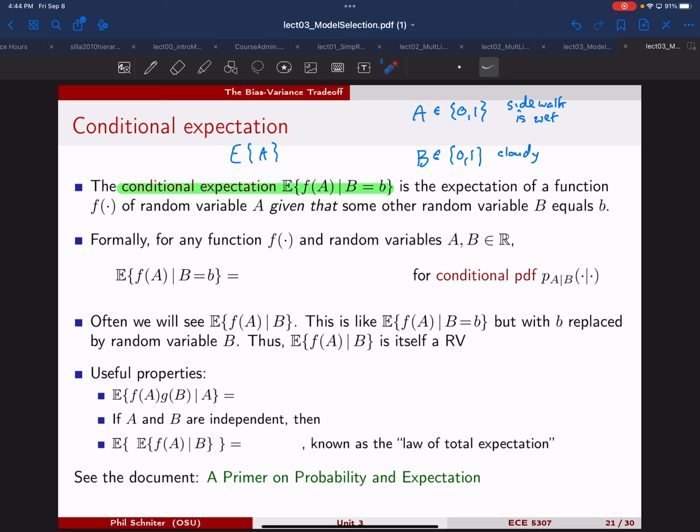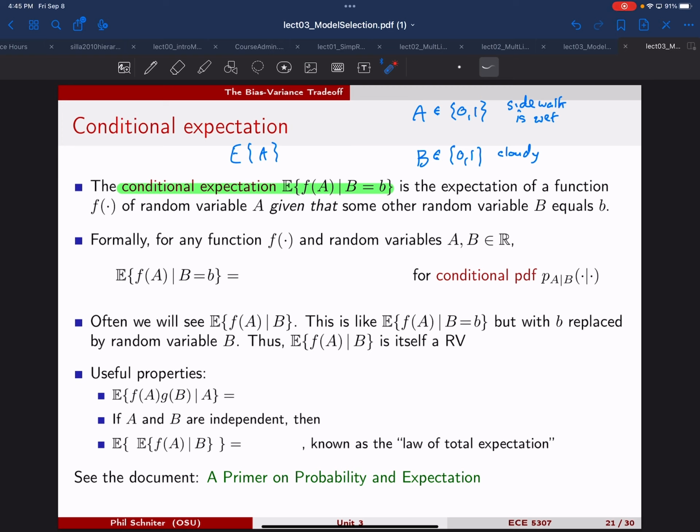If it's cloudy outside, it's more likely that the sidewalk is wet. So you have these two random variables. One is cloudy or not cloudy. You can think of that as random because we don't really know what it's going to be on any given day in the future. And then we have the sidewalk being wet or not. These things are related statistically, right? They're coupled. So we can ask, what's the expectation that the sidewalk is wet given that it's cloudy or not cloudy? That's the flavor of conditional expectation.